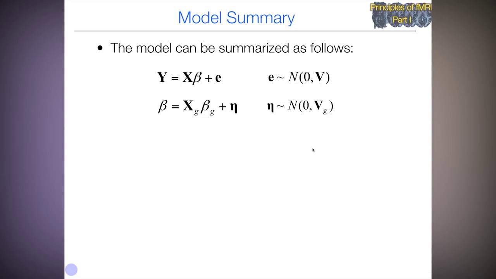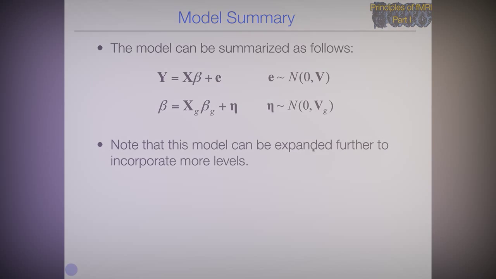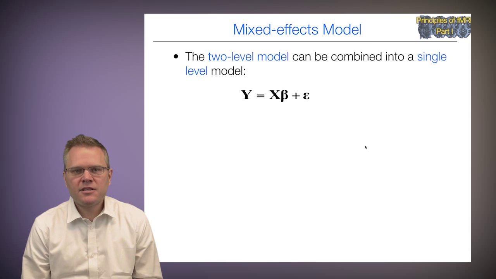Statistically, we can now summarize our entire model by the first level model, which is just y equal to X beta plus e, and our second level model, which is beta equals X_g beta_g plus eta. So we have the first level model for the individual subjects, and the second level model with the group parameters. This model can be expanded further to incorporate more levels if we have multiple sessions per subject, for example. And this two-level model can be combined into a single-level model as follows.